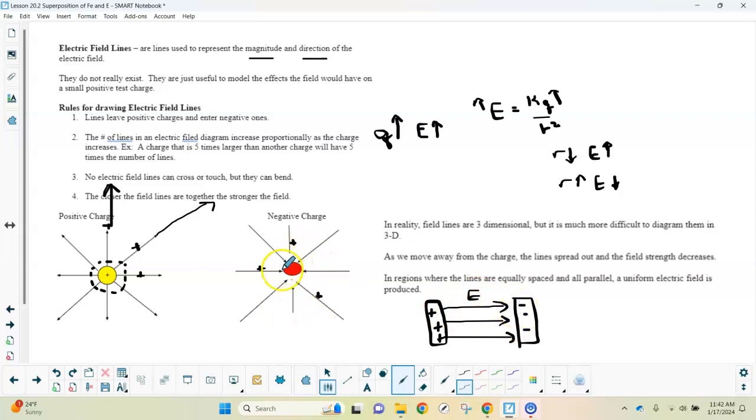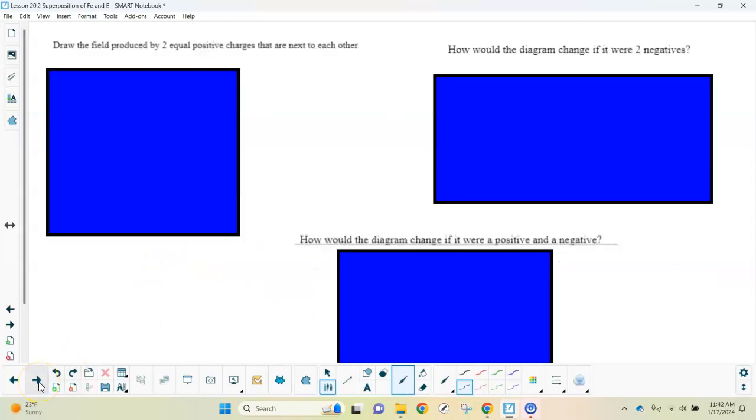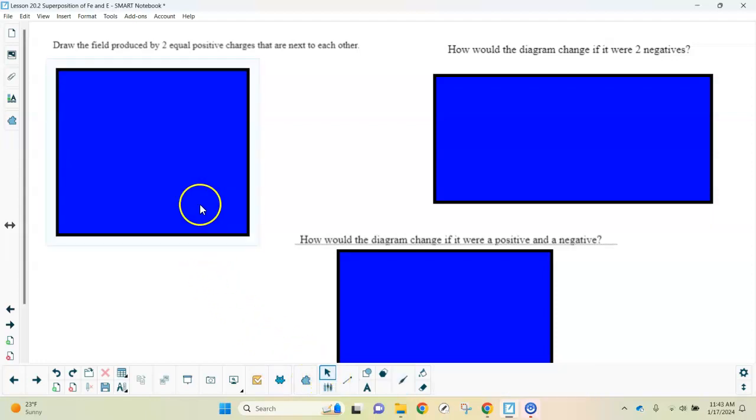But if you just have a charge of some sort out in the middle of a space, they look more like this. So let's practice and try to see if you guys can come up with some drawings. It says draw the electric field produced by 2 equal positive charges that are next to each other. You'd see how they'd interact. Remember, the lines can't cross or touch, so those lines are going to have to bend.